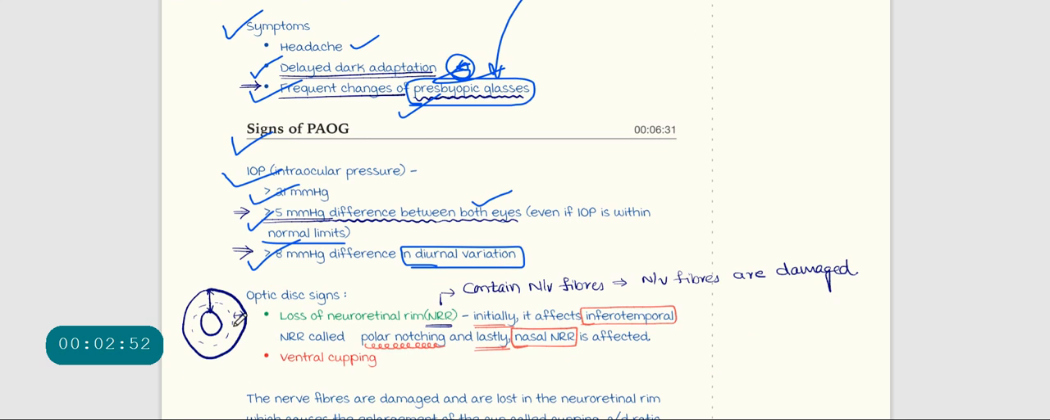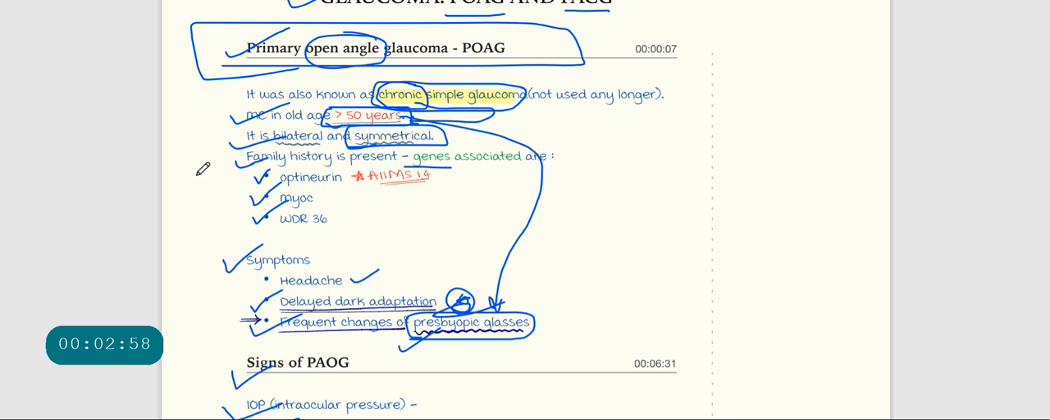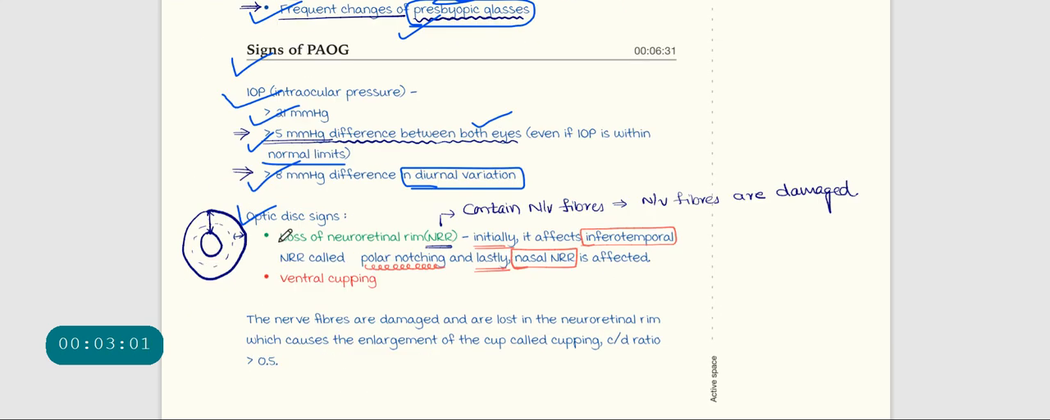Now the optic disc signs in your primary open angle glaucoma. What are the optic disc changes? So there is a loss of neuroretinal rim. So the rim which you see at the posterior aspect, that rim is lost. So this is the optic disc sign. Now initially it is affected at the inferior temporal site. Okay, and this is called the polar notching. But later the nasal NRR is also affected.